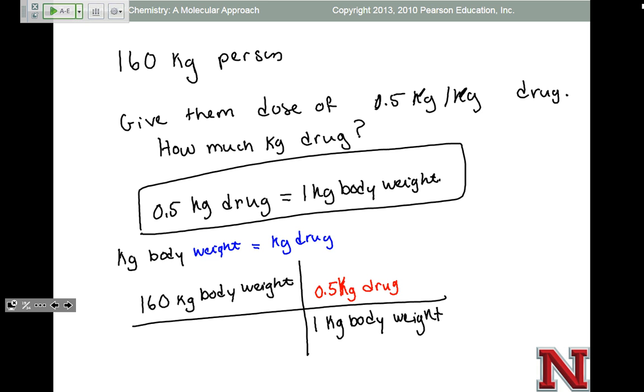So I can cancel out kilogram body weight and kilogram body weight, but I can't cancel out kilogram drug and kilogram body weight. Later on, when we're going to do moles of something in a reaction converting to something else in the reaction, this is going to be really important. So I want you to understand that sometimes you have to be more specific than just units. And we're going to see that later on.